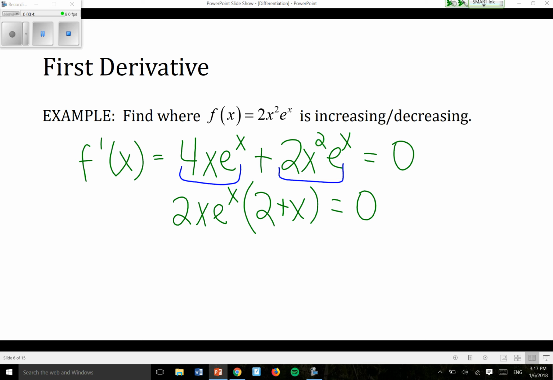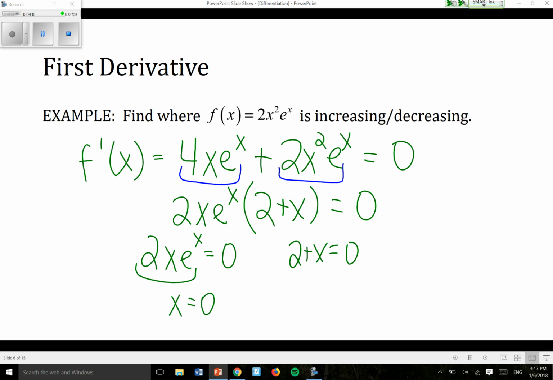Now I can set each of my terms equal to 0. So 2x e to the x equals 0, and 2 plus x equals 0. I know looking at this first term, e to the x never equals 0. So the only time this can equal 0 is if x equals 0. Here, 2 plus x equals 0 when x is negative 2. So 0 and negative 2 are my critical points.